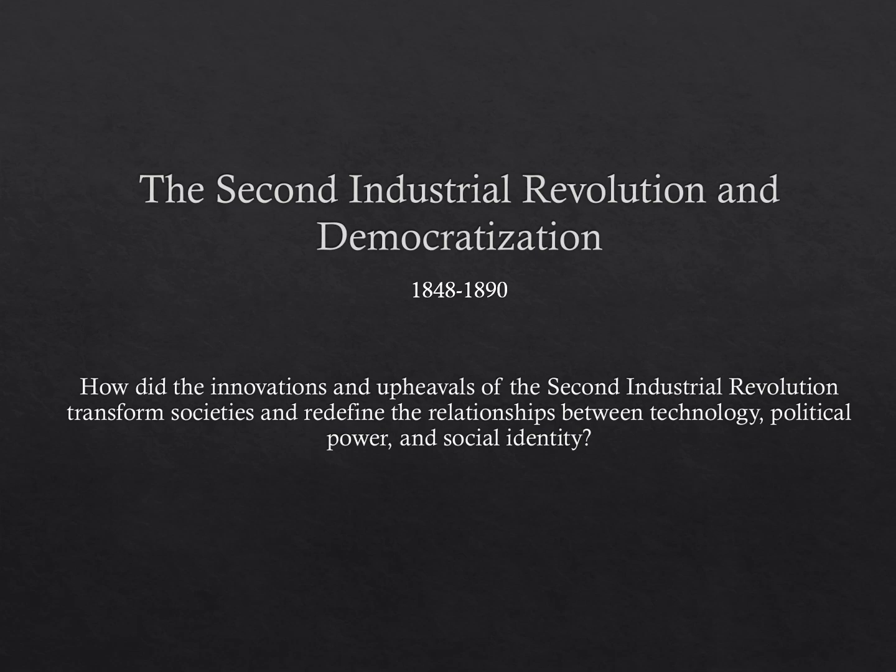Our focus question is going to be, how did the innovations and upheavals of the Second Industrial Revolution transform societies and redefine the relationships between technology, political power, and social identity? So grab a pen and a paper, a tablet or a keyboard, and let's begin.